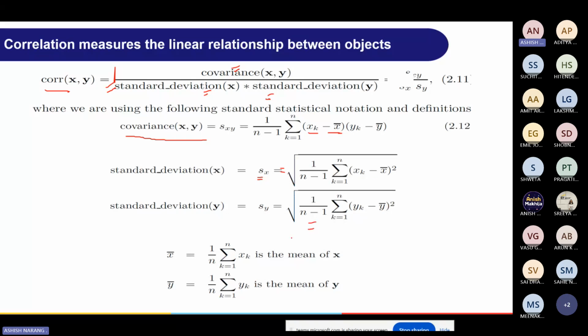These are all statistical formulas. You might have covered them in your probability and statistics course also, right? So x bar and y bar are nothing but the means. This is a simple formula.